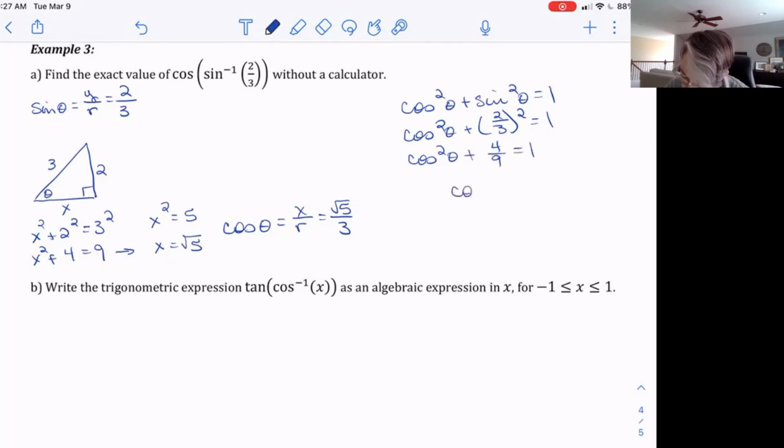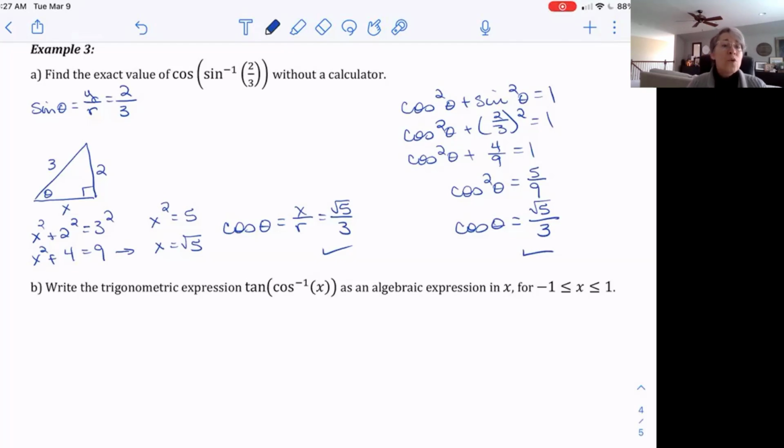Plus 4/9 equals 1. So cosine squared theta equals 1 minus 4/9, which would give us 5/9. When you take the square root of both sides, square root of 5 is just square root of 5. Square root of 9 is 3. So you get the same value. They're both based on the Pythagorean theorem.